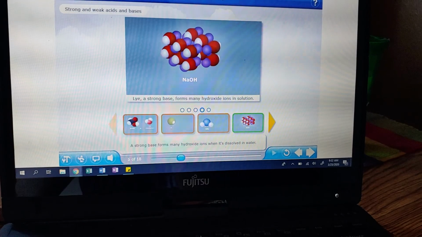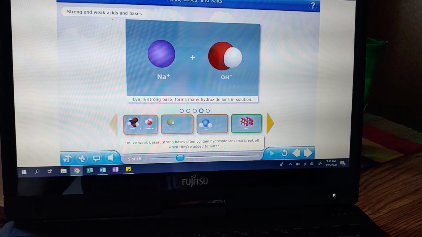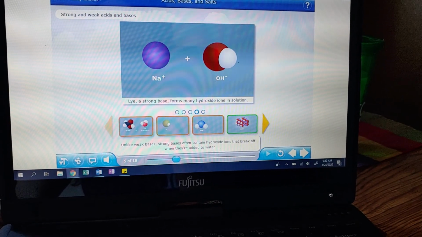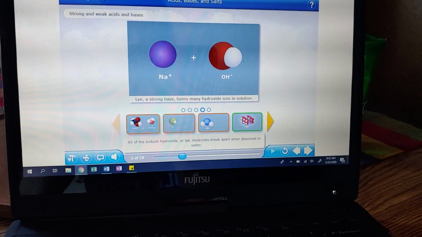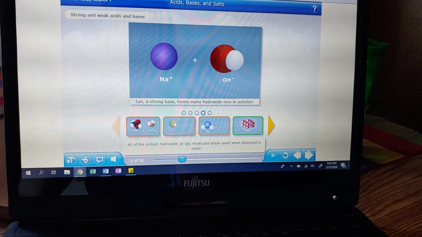A strong base forms many hydroxide ions when it's dissolved in water. Unlike weak bases, strong bases often contain hydroxide ions that break off when they're added to water. All of the sodium hydroxide, or LiOH, molecules break apart when dissolved in water.